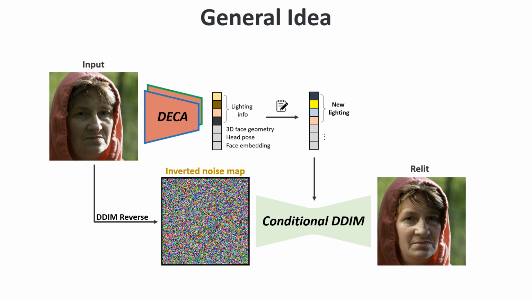To help improve details and preserve identity, our feature vector also contains a face embedding from a face recognition model, ArcFace. With this framework, we found that the relighting quality is sometimes poor and does not respect the new lighting information.